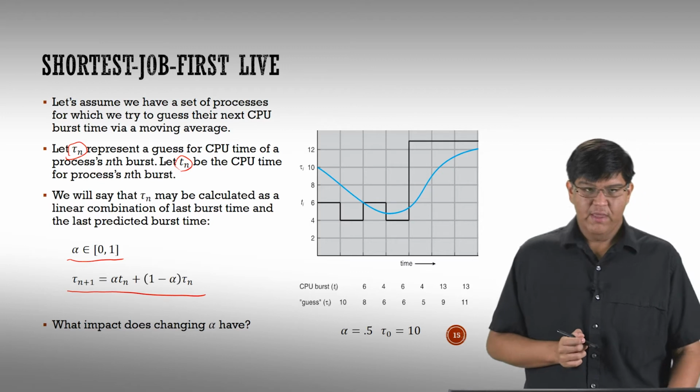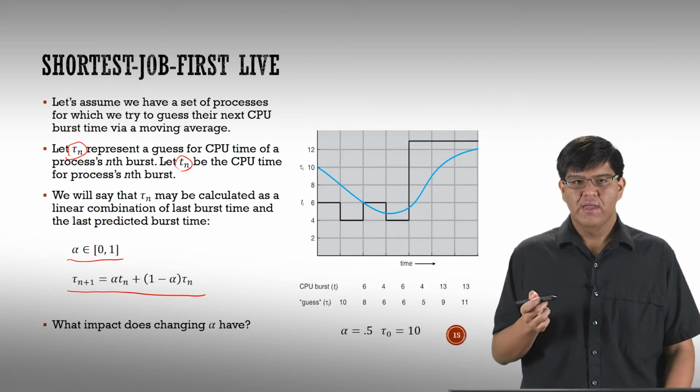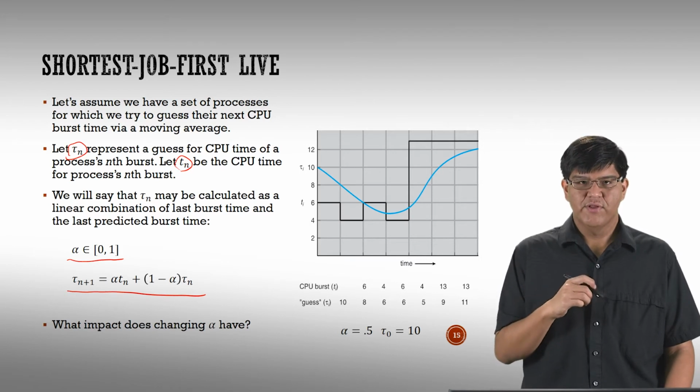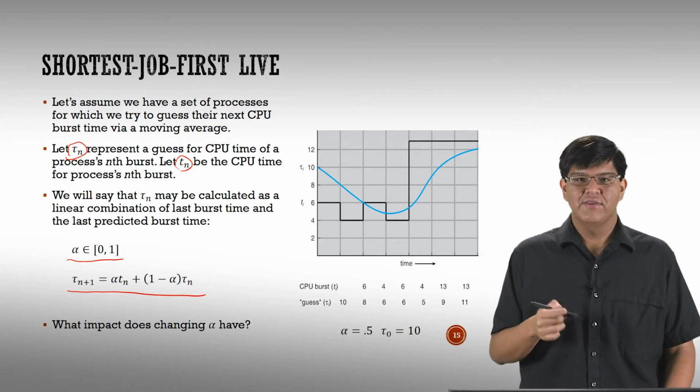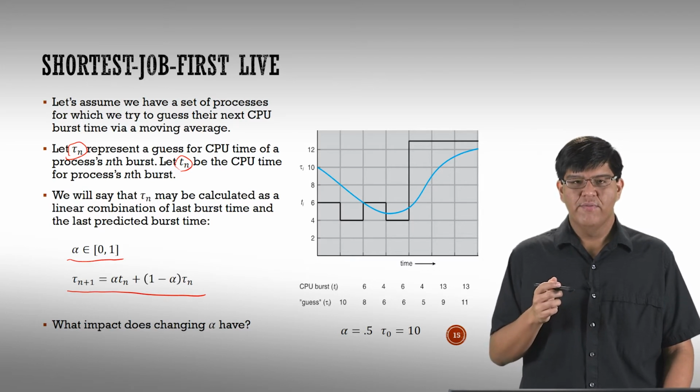Note that you don't want to do something like tau sub n plus 1 equals t sub n. Basically, that would say my current guess is just what happened last time. Because somehow the algorithm gets stuck. It's always going to do the same thing, and we don't want that. We want to adjust and follow the program's burst requests.